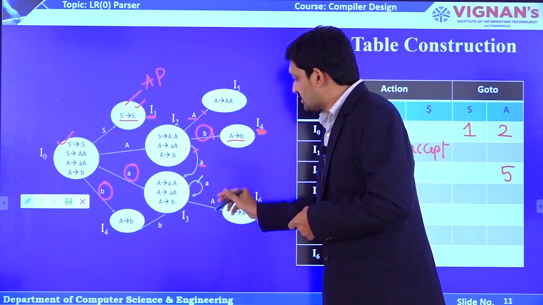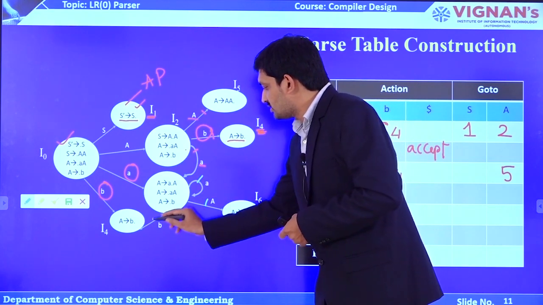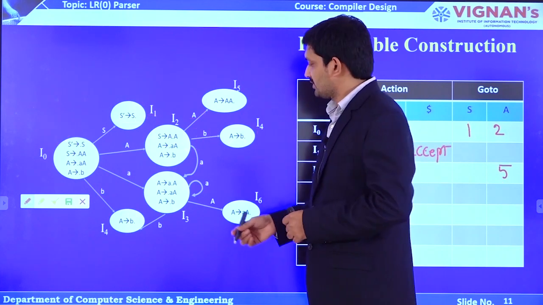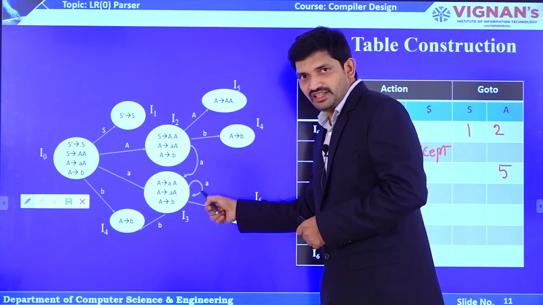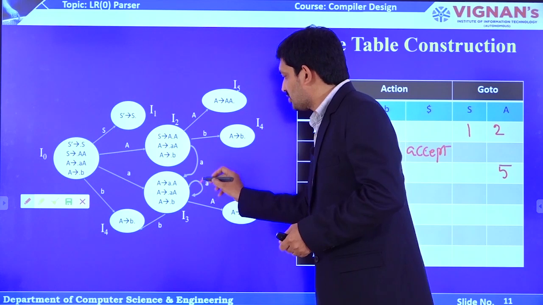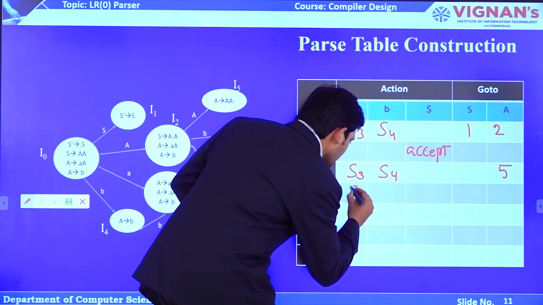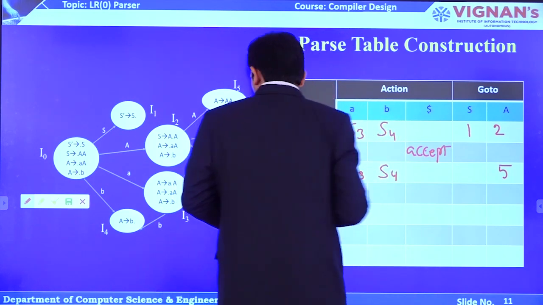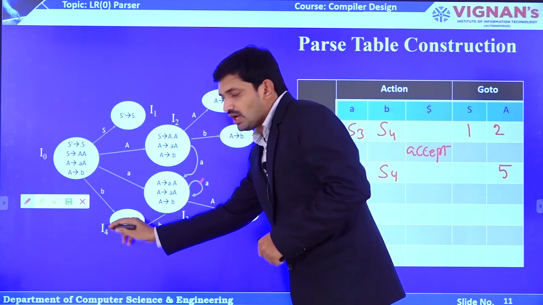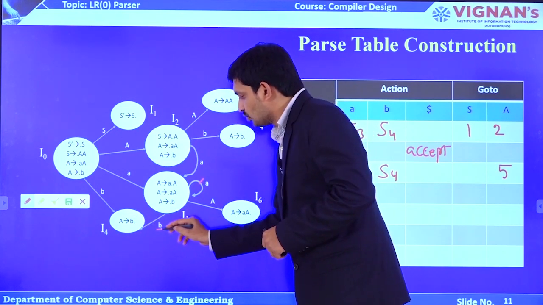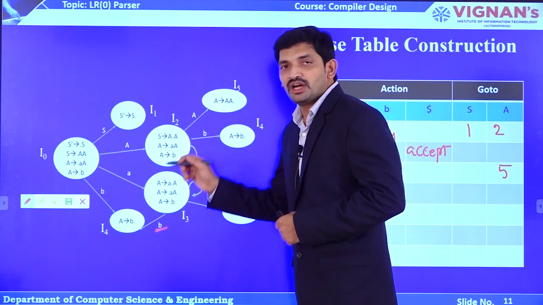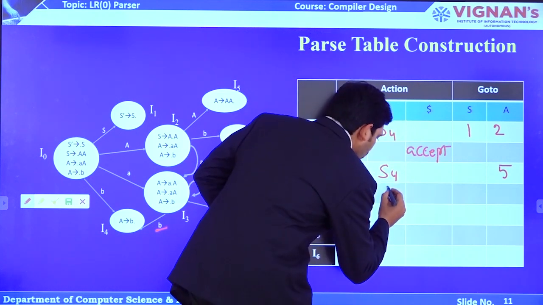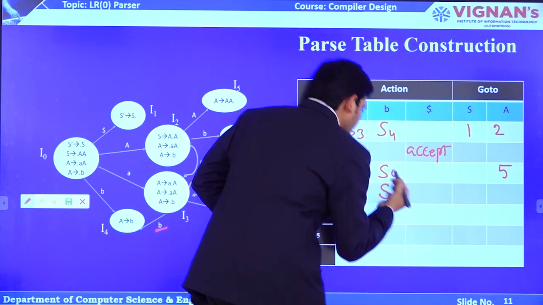First one is A, second one is capital A, and third one is small b. On I3, on small a, there is a shift operation, so I have to write S3. And on small b, I am moving to the I4 state, because this is a go-to operation depending upon the terminal. So I have to write it as a shift operation, S4.